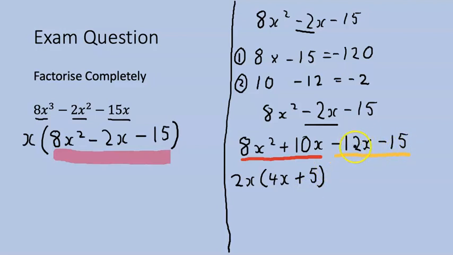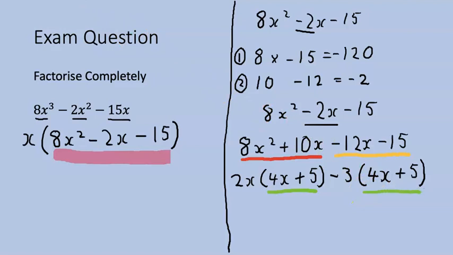Now I need to deal with the yellow. The highest common factor of minus 12x and minus 15 is minus 3. Open the bracket. Minus 12 divided by minus 3 is plus 4. And then x divided by 1 just gives me x. So 4x. Minus 15 divided by minus 3 is plus 5. And good news for us, looks like we've got common factors right here. So we've got this 4x plus 5 in both of these.